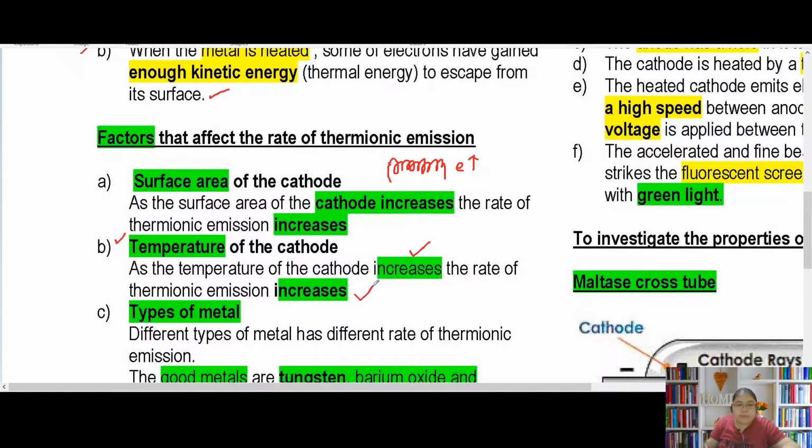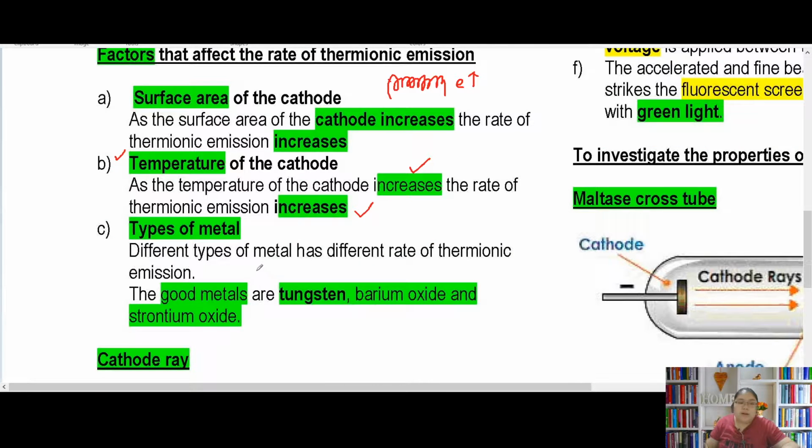The last one is the type of metal. If I use a good conductor, it heats up faster. Different types of metal have different rates of thermionic emission. Good metals are tungsten, barium oxide, and strontium oxide. So this is an example of how to increase the rate of thermionic emission. Now we're going to see the second part.